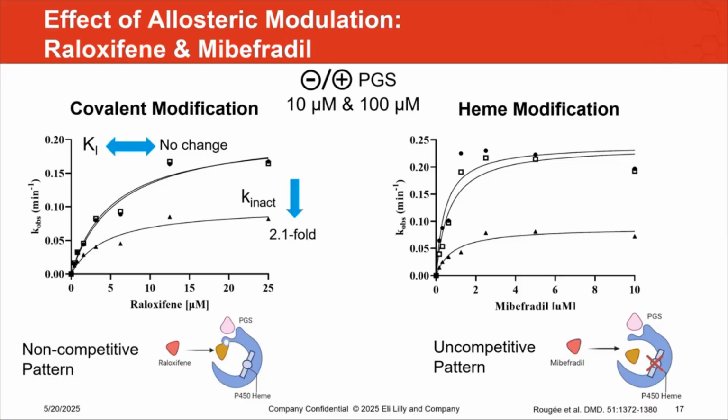Now, unlike competitive inhibition, where you would see no change in your Kinact, but you would see changes in your KI, what we are seeing is akin to a non-competitive pattern that doesn't interact with the active site.